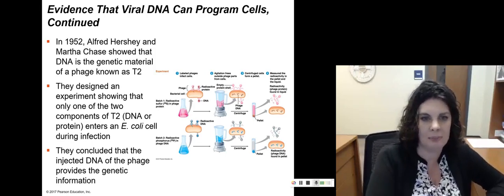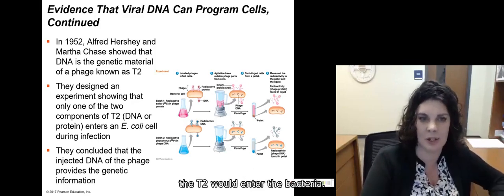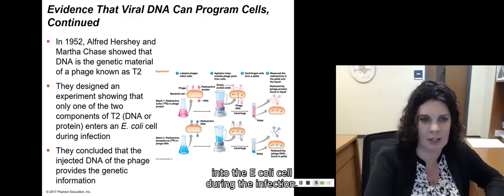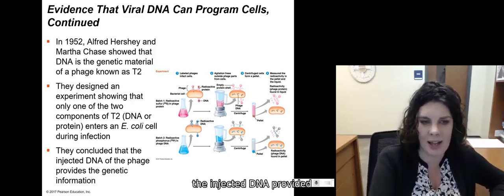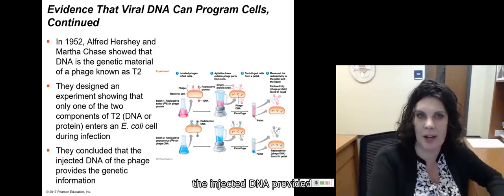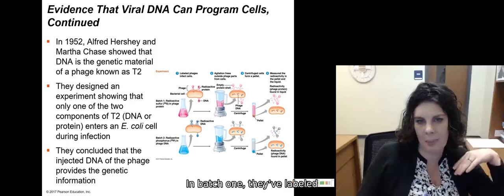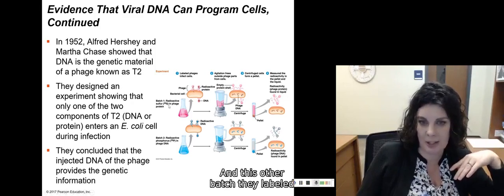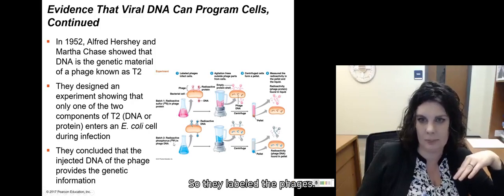In their experiment, only one of the two parts of the T2 would enter the bacteria. So either the DNA or the protein would enter the E. coli cell during the infection. And they concluded that the injected DNA provided the phage the genetic information. In batch 1, they labeled the proteins with radioactive sulfur. In the other batch, they labeled the DNA with radioactive phosphorus.